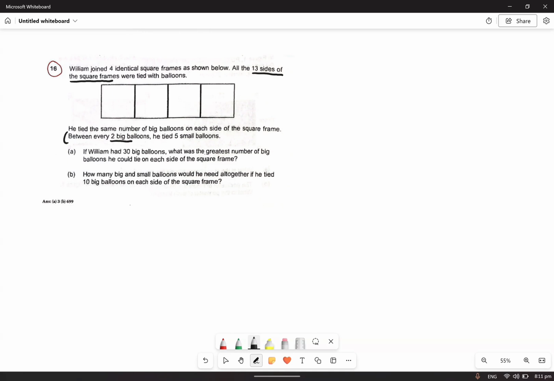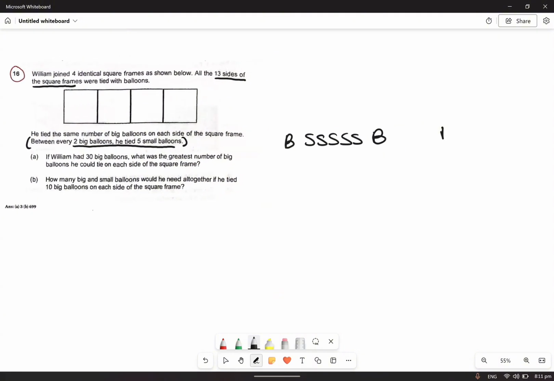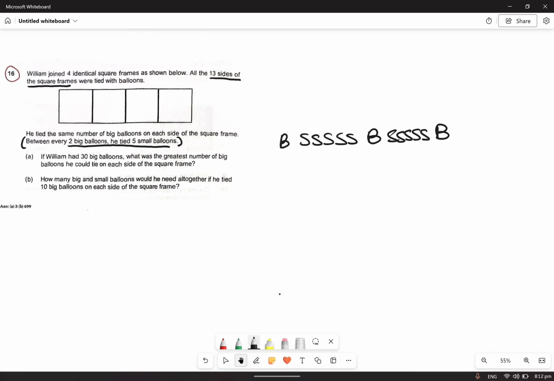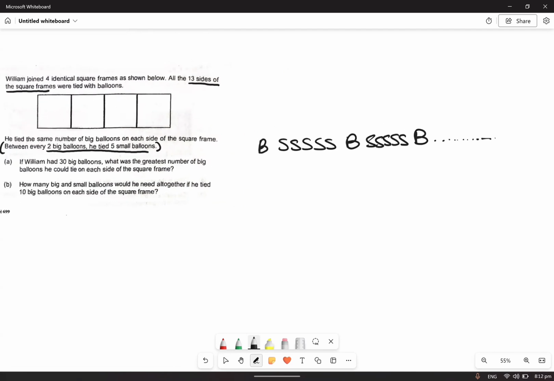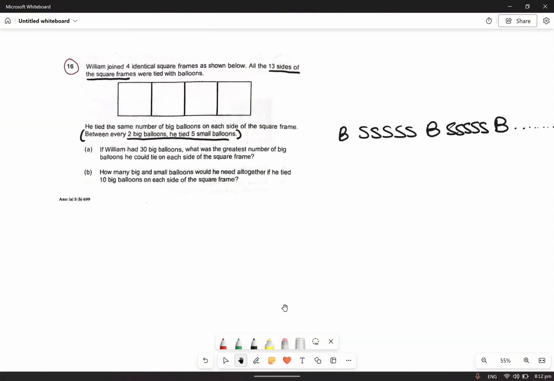Between every 2 big balloons, he tied 5 small balloons. Let me say that again. Between every 2 big balloons, he will tie 5 small balloons. So maybe I want to write that down first. Big, small, small, small, small, small, big. Then you can go on again, right? Big, small, small, small, small, small, big. Am I making sense? All right, so this goes on and on. If I'm too fast, slow me down.